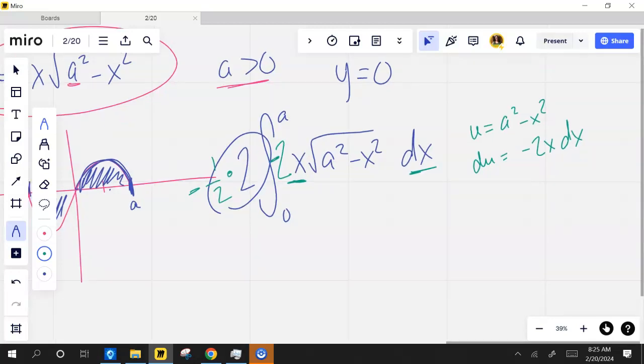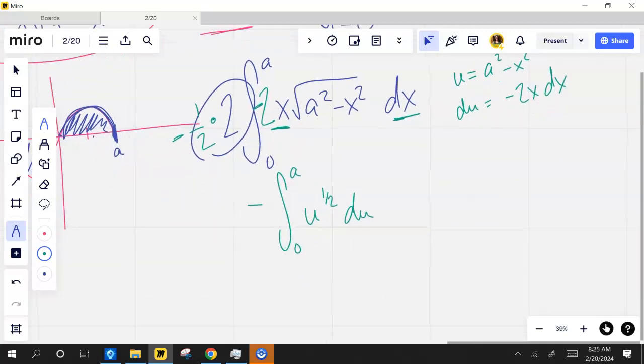All right, so I have now -1/2 times the integral from 0 to a of u to the 1/2 du. Is this what y'all did for this one? Or did y'all stop? Antiderivative of u to the 1/2 is what? 2/3 u to the 3/2.